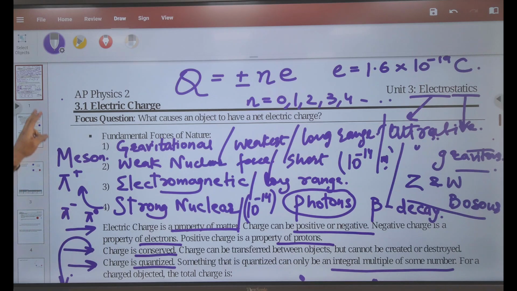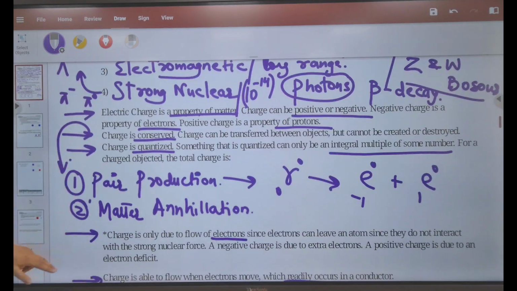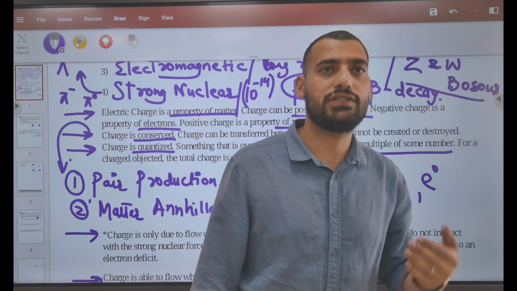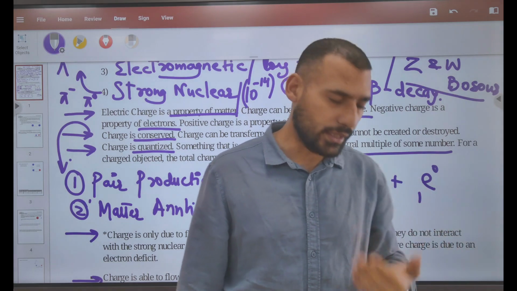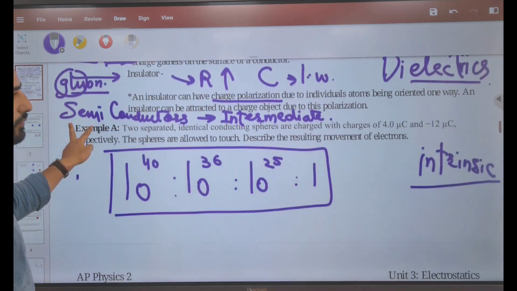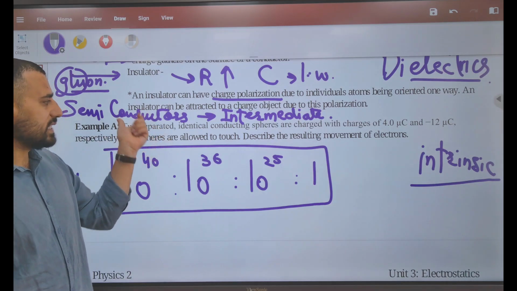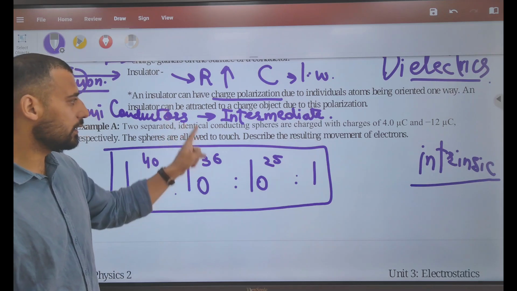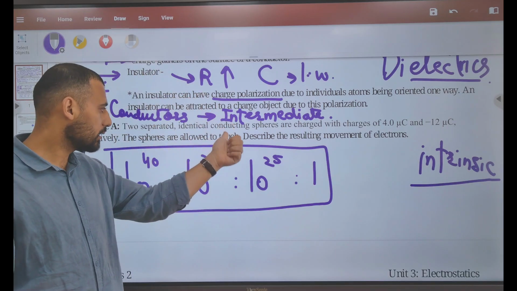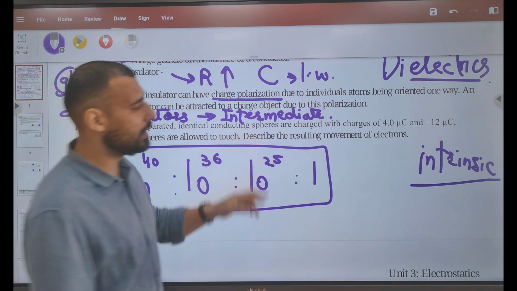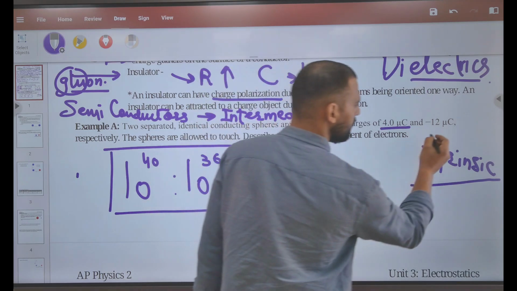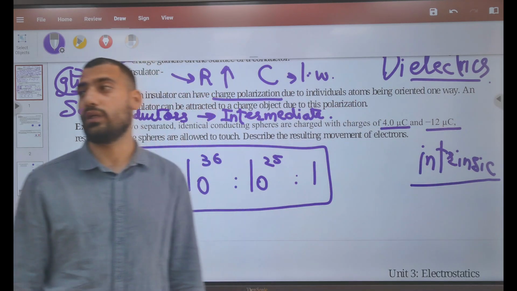Now we have a question. Tell me, out of positive and negative charge, which charge travels? Which charge can move? Negative charge. Very good. Now there's a question, you need to understand this one. Two separated identical conducting spheres are charged. There are two spheres, both conducting. They are separated, but they are charged. One is charged with 4 microcoulombs positive, and the other is charged with 12 microcoulombs but negative.